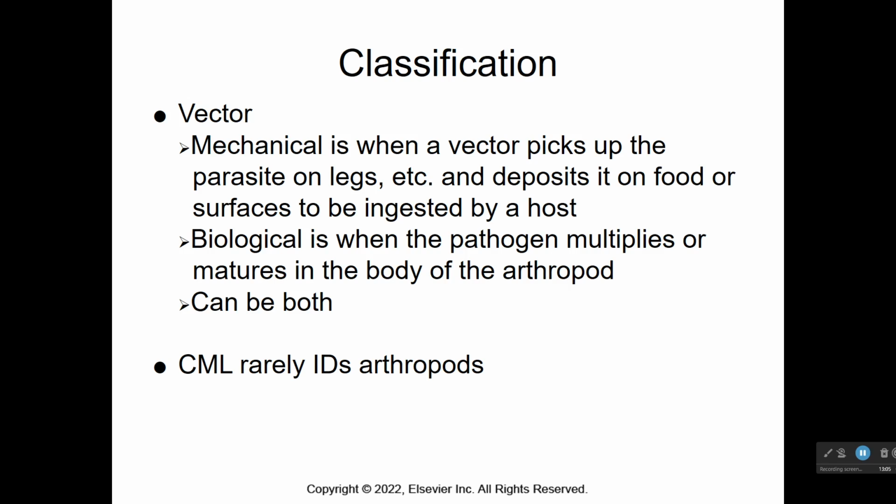Occasionally with the mechanical, it can deposit it on our skin somewhere else, like on our face, and we rub our face, rub that feces, or just where it's been deposited from landing on us, into our eyes. Biological is when the pathogen multiplies or matures in the body of that arthropod, and then it transmits it to us that way. Again, we're rarely going to ID arthropods. There might be a rare occasion where we are asked to look at something under a stereoscope or under a microscope, but we don't really identify it as part of the diagnosis.